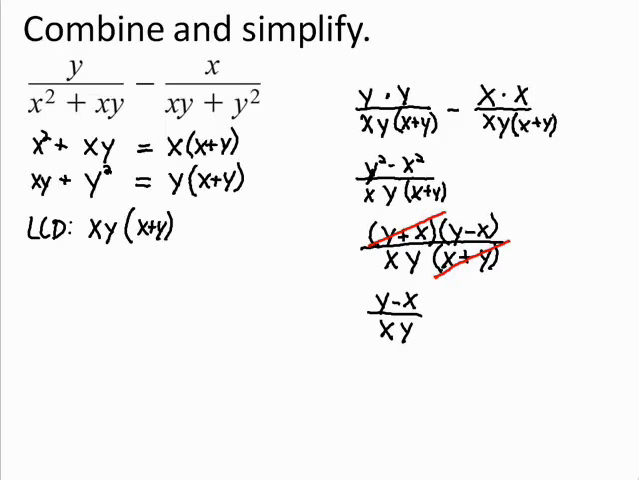This expression has to have the same domain as the original expression. There was originally an x plus y in the denominator, so x plus y cannot be equal to 0. Subtract y from each side. X cannot equal negative y. So the simplified expression is y minus x divided by x times y, where x is not equal to negative y.